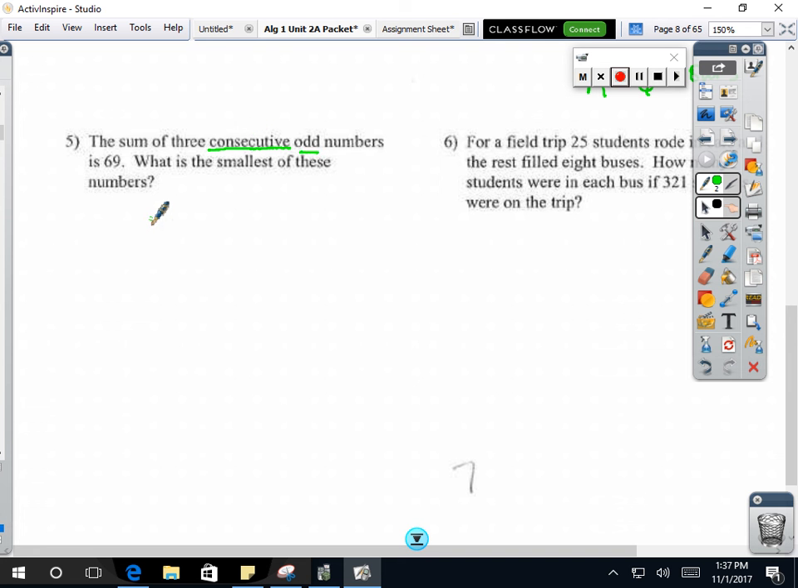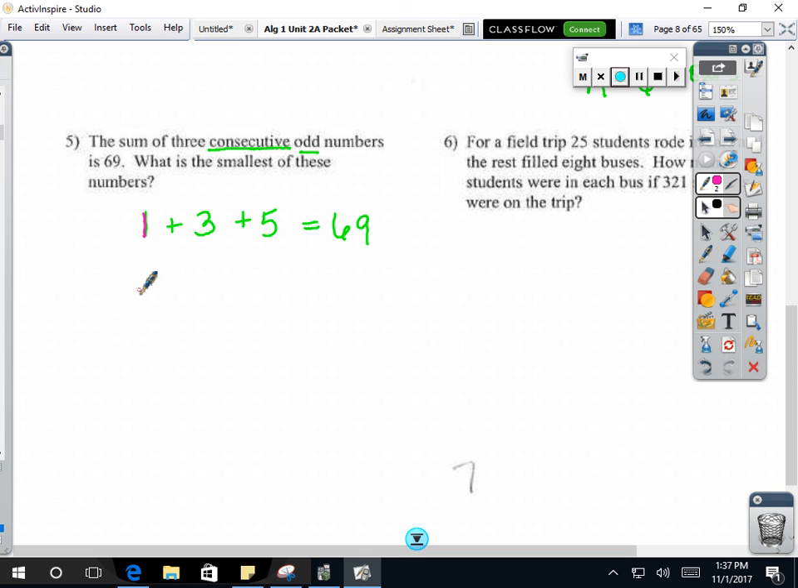So what do they mean by that? Right, like numbers like 1, 3, and 5, or 5, 7, 9. Consecutive odd numbers without skipping any odd numbers in between. And they should add up to 69. But do those 3 add up to 69? No, but they can help us create the equation that will figure it out.